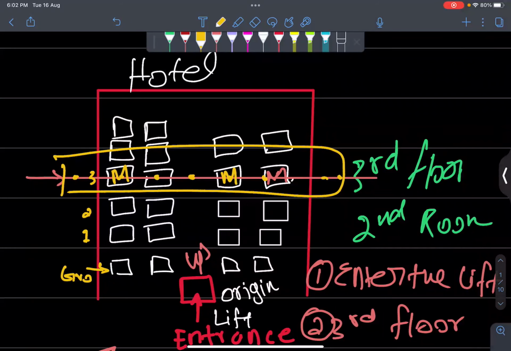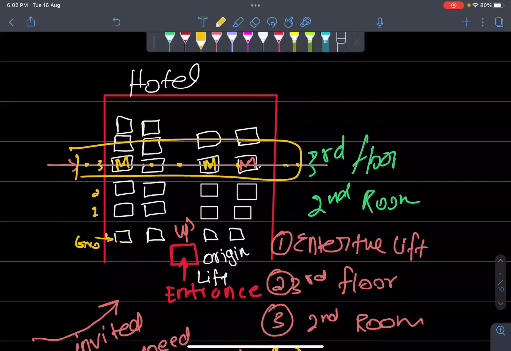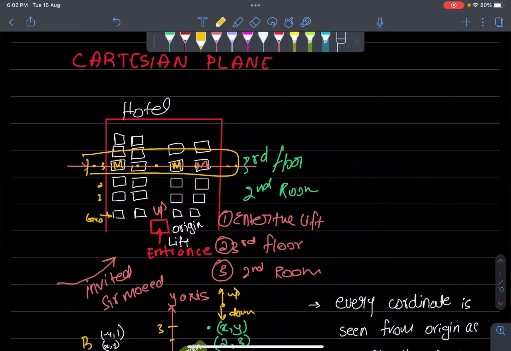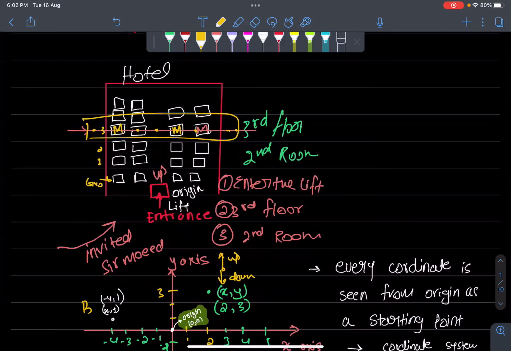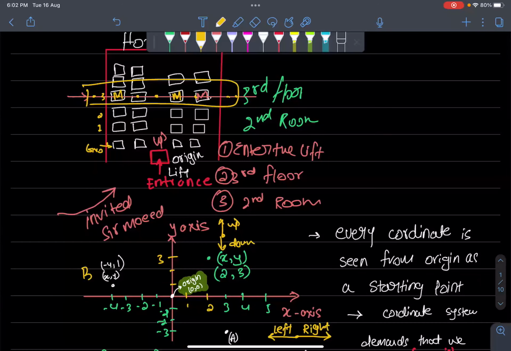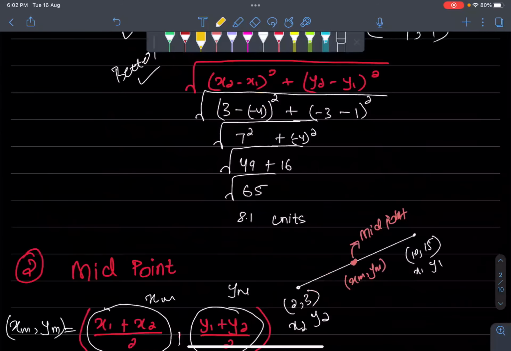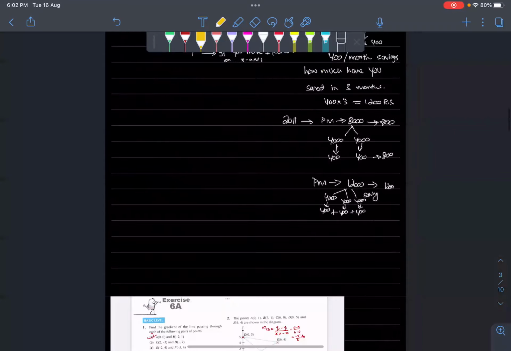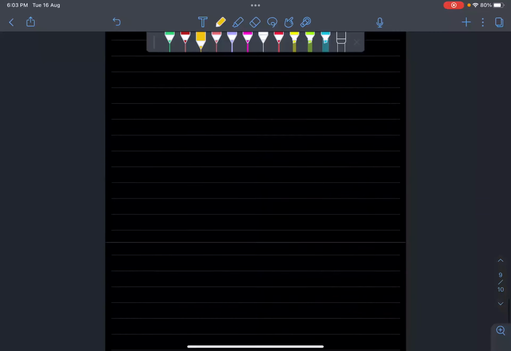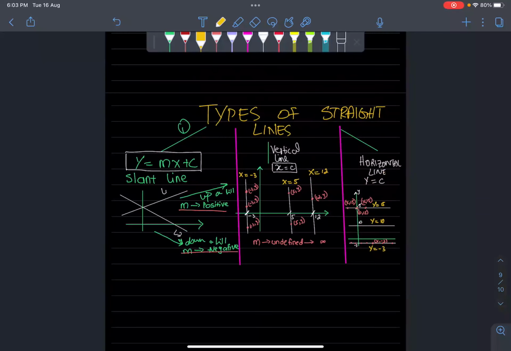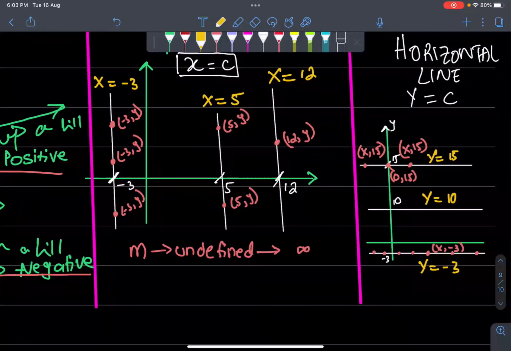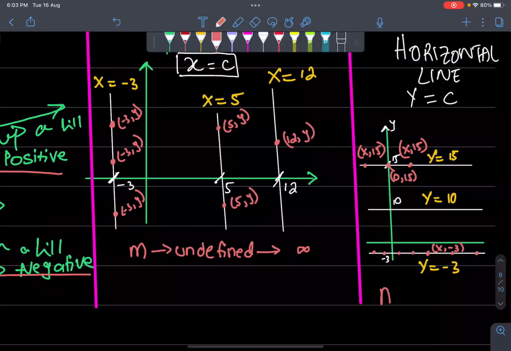Similarly, I don't need to explain the vertical line as well. The concept will be the same, because my horizontal level will not change. Okay, now let's get back to our working. We are done with types of line. The gradient for the horizontal line will always be 0. This is important.